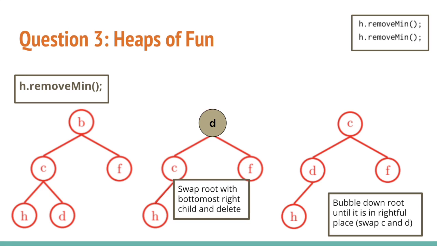Then we call remove min, which entails swapping the root with the bottommost right child and deleting that child. We then bubble down the new root until the min heap property is upheld. So in this example, we swap d with c, and c becomes our new root.